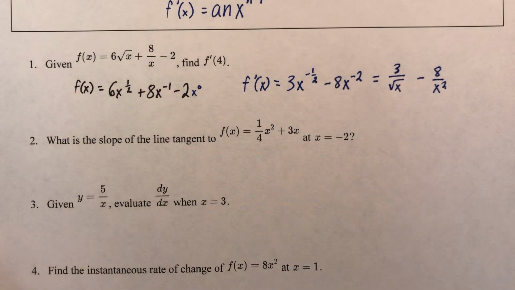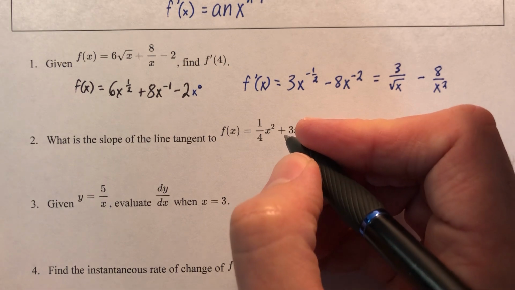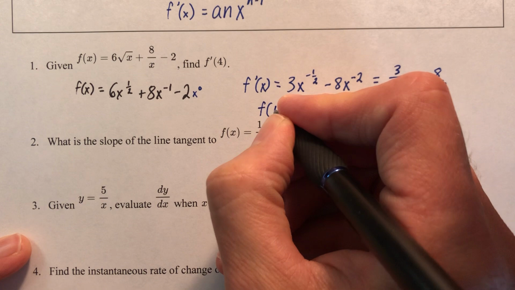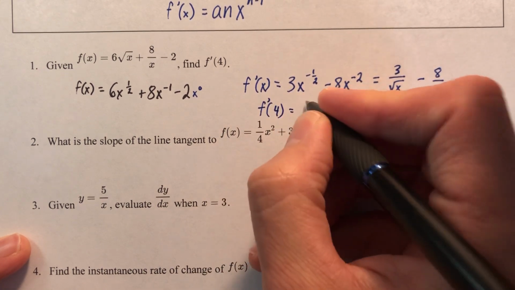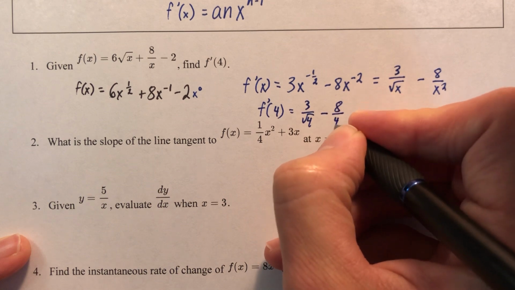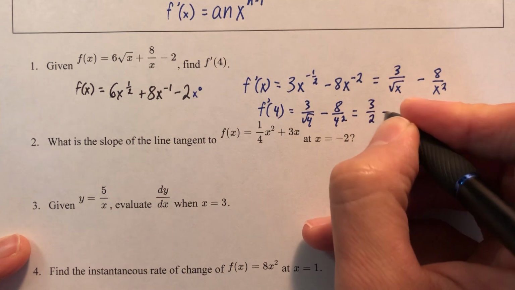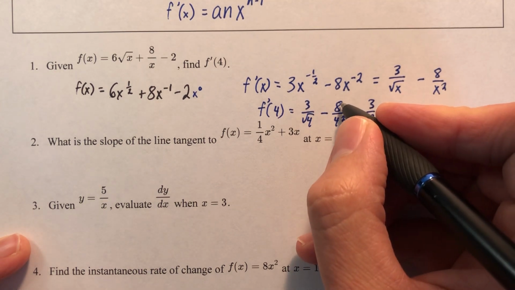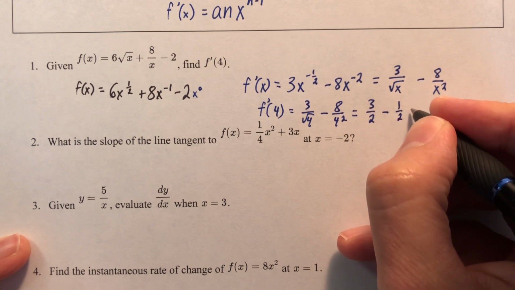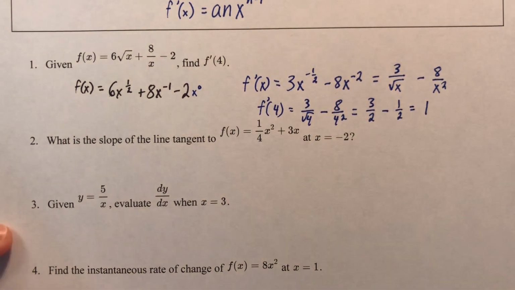So we would like to know what the value of the derivative is at a specific point. And we will do that by plugging in a 4. F prime of 4 is going to give me 3 over the square root of 4 minus 8 over 4 squared. Okay, well that's 3 over 2 minus, let's see, that would be 8 over 16. That's 1/2. So 3 halves minus 1/2 is 2 halves, and that would equal 1.